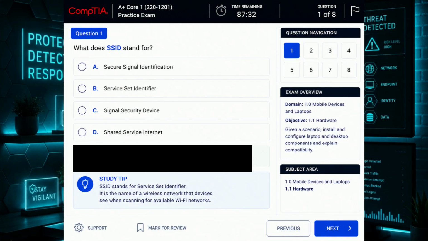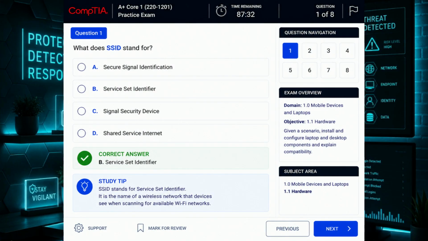What does SSID stand for? Secure Signal Identification, Service Set Identifier, Signal Security Device, or Shared Service Internet? The answer is B. Service Set Identifier. Now, some of these questions are very blatantly straightforward, but you will see some of these on your test. They may count for much less points than other questions, but you should still be able to identify basic vocabulary terms for your CompTIA A+.